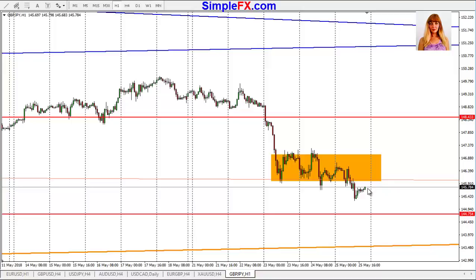So, well, that's it, guys. This is all the analysis of the new coming week, and with the trades from the previous week. You see what could have been done.